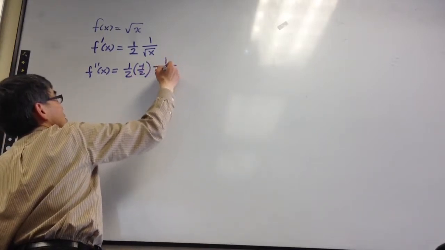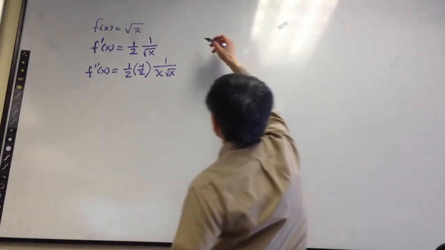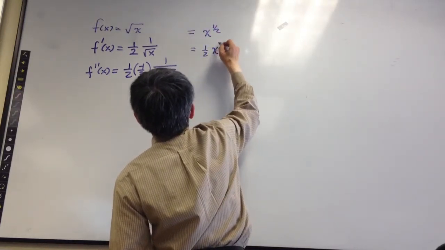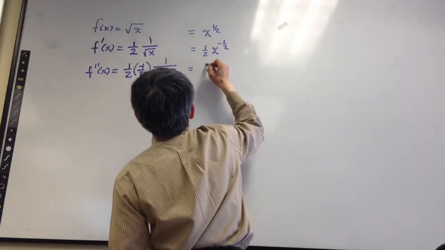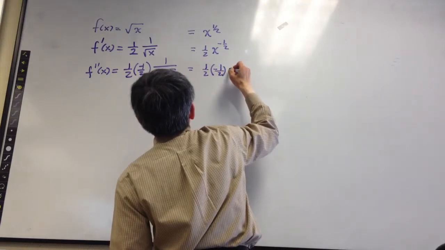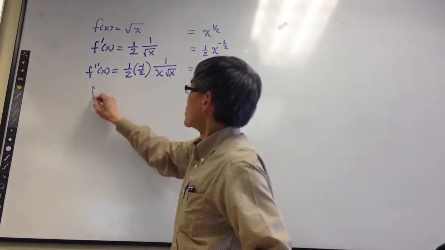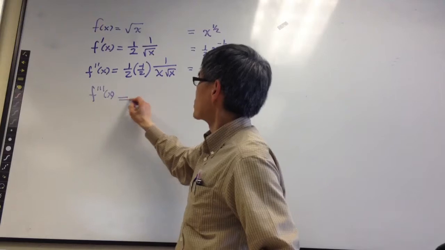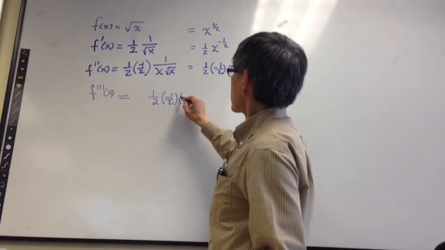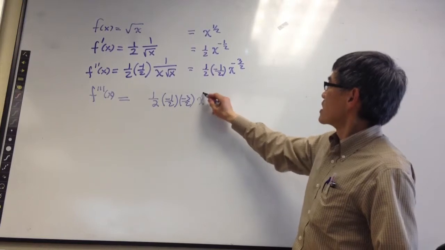Perhaps it's not worth doing this for this particular case. So you might as well just switch to the other one. This is x to the 1/2. This is 1/2 times x to the negative 1/2. And this is 1/2 times negative 1/2 times x to the negative 3/2. Perhaps it's easier this way for this particular task here. So the third derivative, that will be what? 1/2, negative 1/2, negative 3/2, because we pull this to the front. x to the negative 5/2.